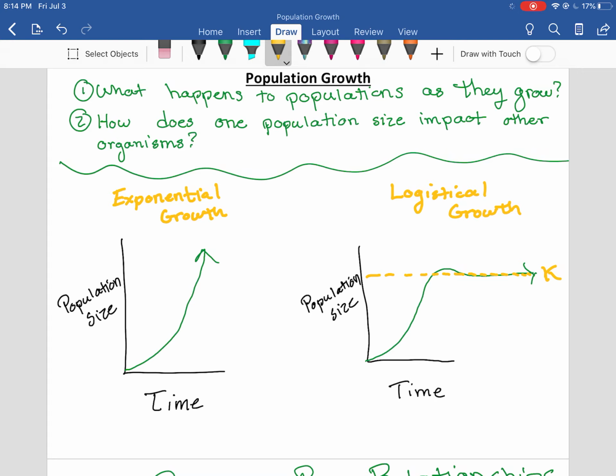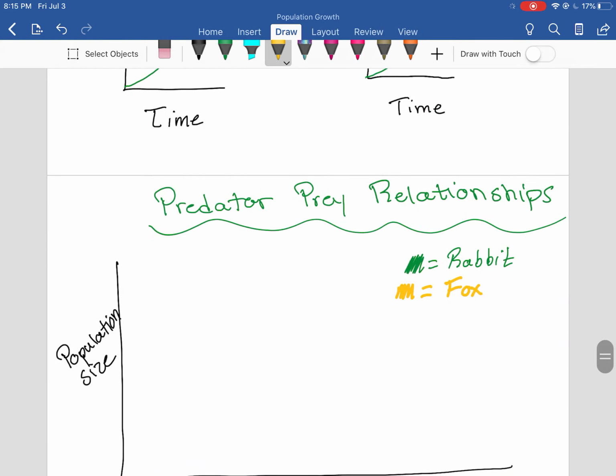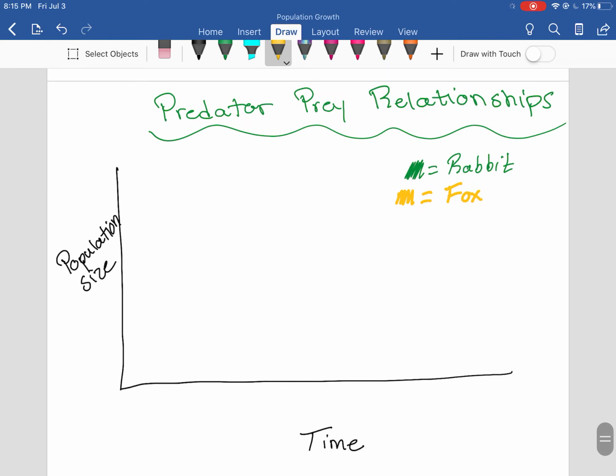Now, the graph gets a little bit more intricate than this, and that's what we're going to look at in a second. But this is how populations usually start and grow. Okay, so it's exponential versus logistical growth. Now, down here, we're going to look at predator-prey relationships.